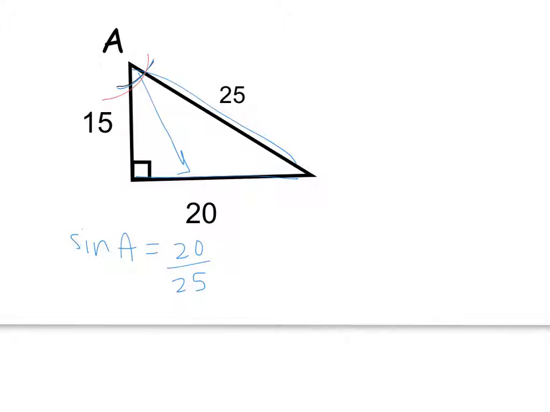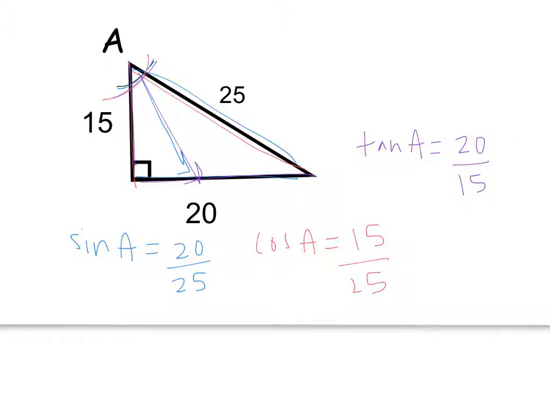Now I'll do cosine, so adjacent, which is 15 over hypotenuse. So cosine of angle A, adjacent is 15, hypotenuse is 25. And tangent, which is opposite, 20 over adjacent 15. So tangent of angle A is equal to 20 over 15. Now go ahead and please right now take some time and find the inverse trig of all three of these examples and make sure we get the same answer.